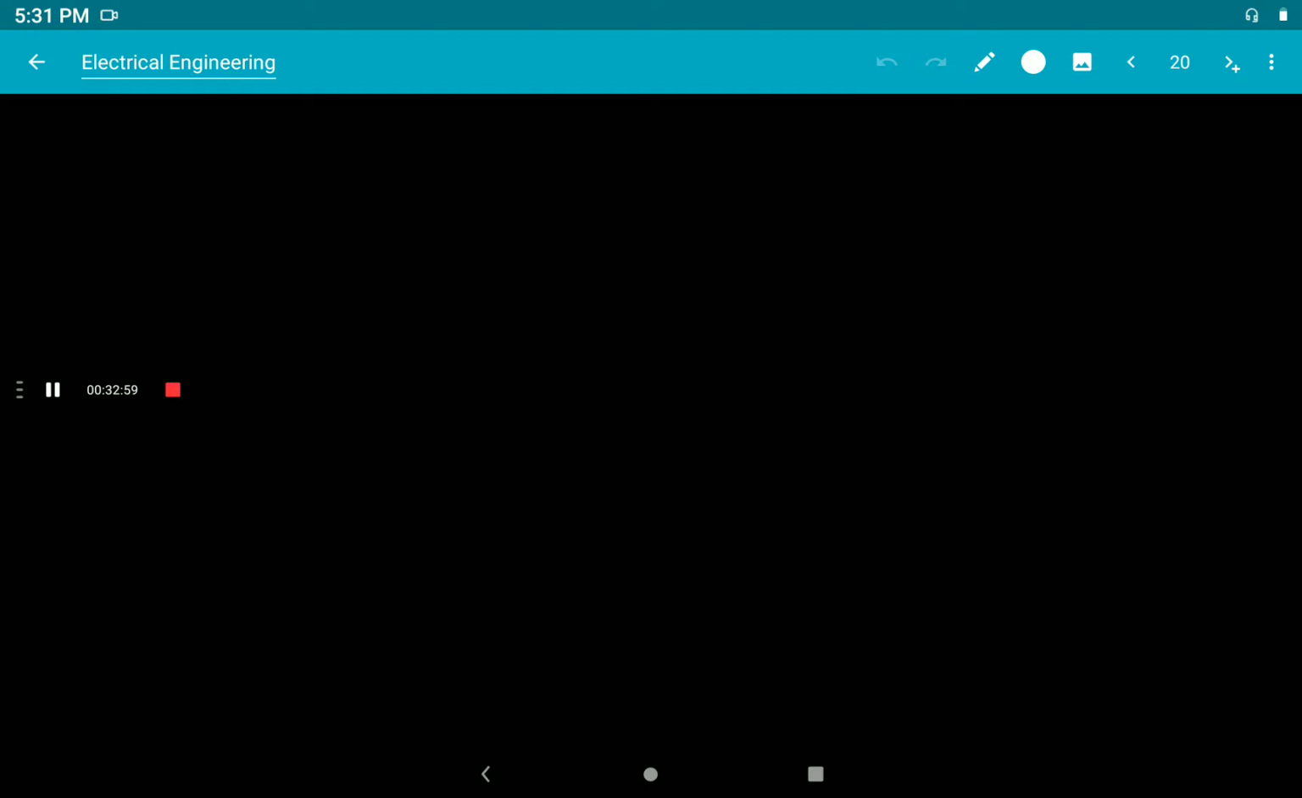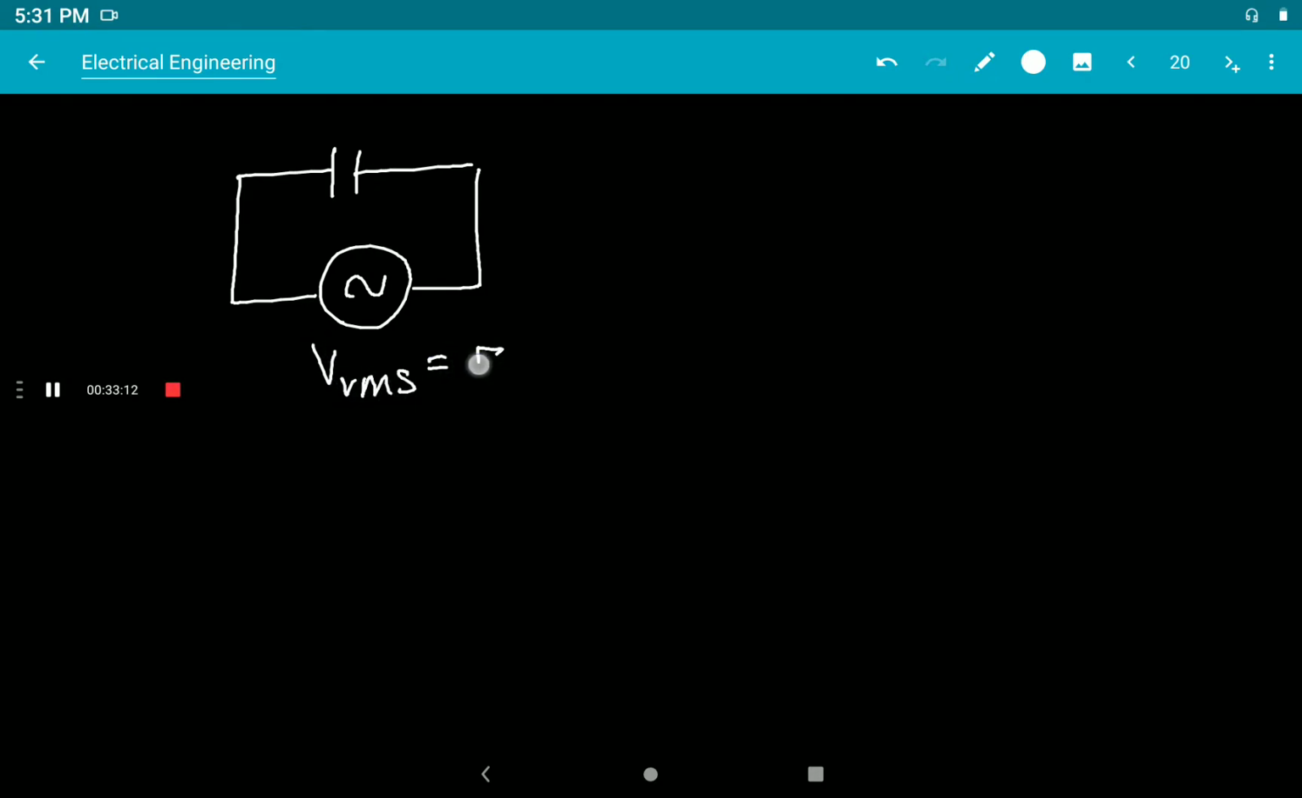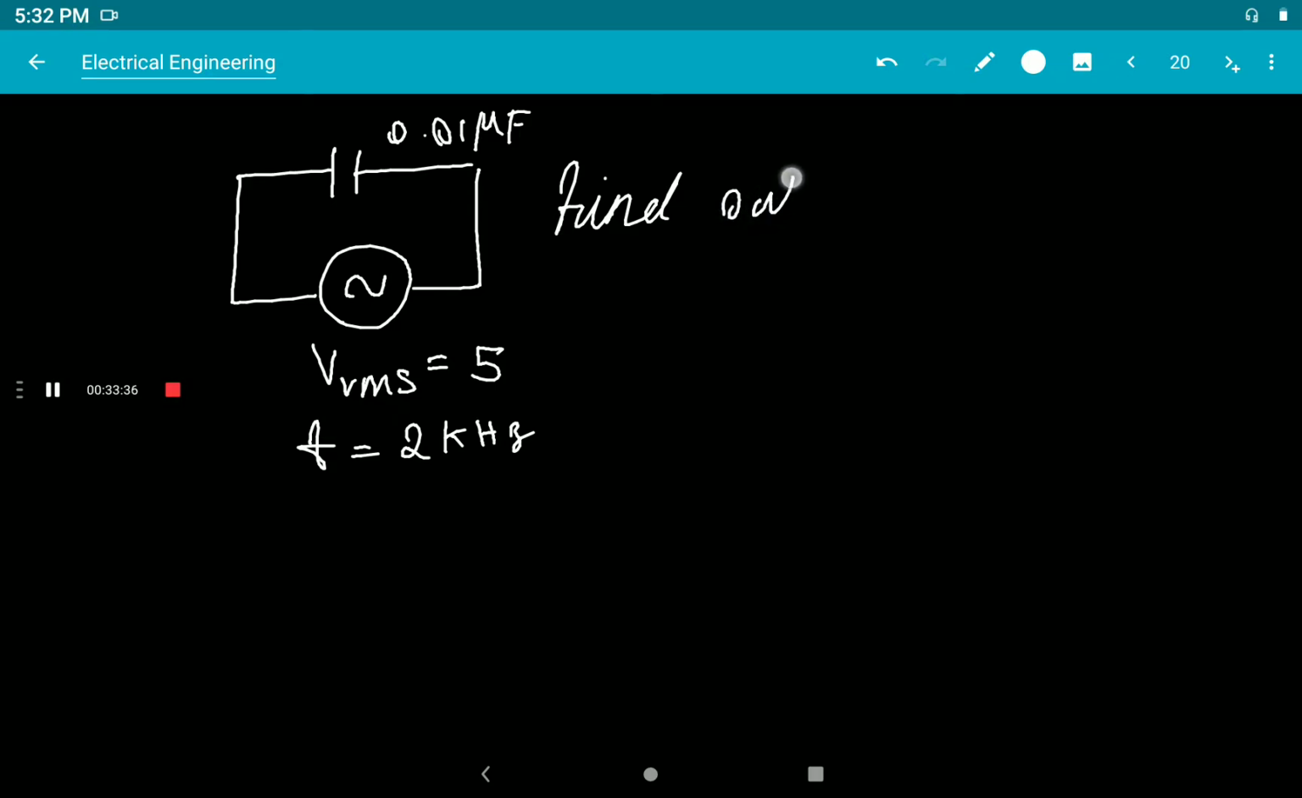And the next problem: just consider a capacitive circuit with a sinusoidal waveform applied across it. VRMS is given as 5 volt, capacitance is given as 0.01 microfarad, and frequency is equal to 2 kilohertz. These are the given values in the question. Find out the capacitive reactance XC and the RMS value of current.